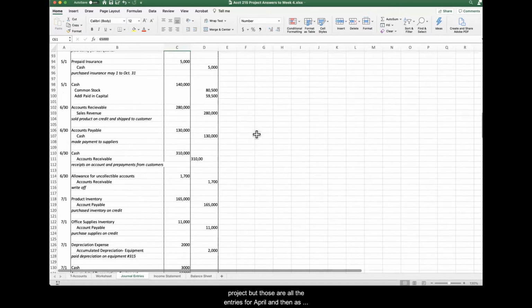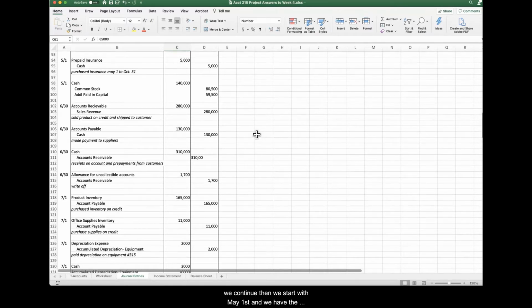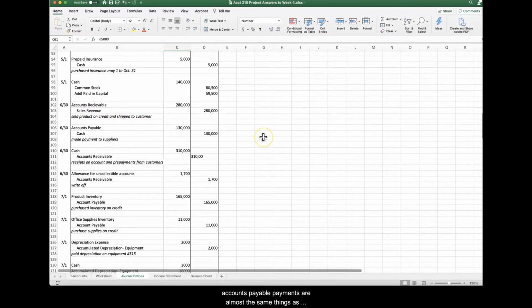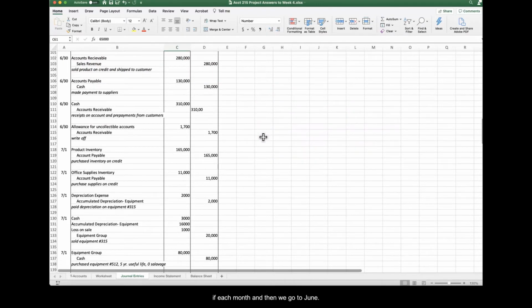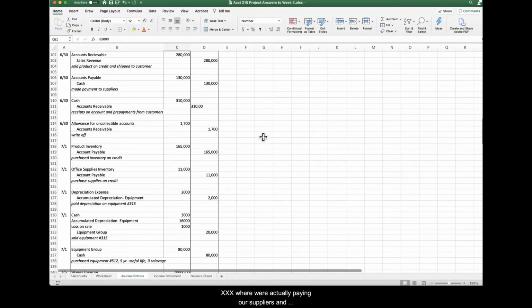And then as we continue, we start with May 1st and we have the payment of prepaid insurance. Then we have the acquisition of stock. Then we have accounts receivable and accounts payable payment. So it's almost the same things each month. So then we go to June 30th, where we're actually paying our suppliers and receiving cash receipts from customers.